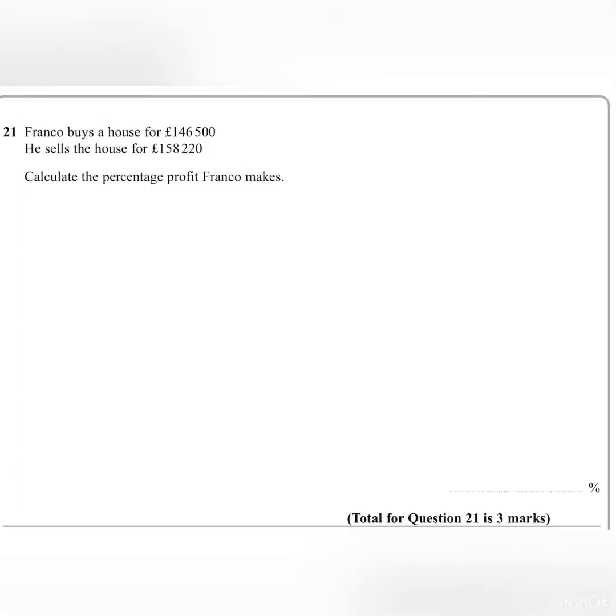Okay, question 21, it says Franco buys a house for 146,500. He sells the house for 158,220 and calculate the percentage profit. Okay, now the first thing is work out the actual profit that he's made. Okay, so how we do that is we basically take away the original from the new price that he sells the house for.